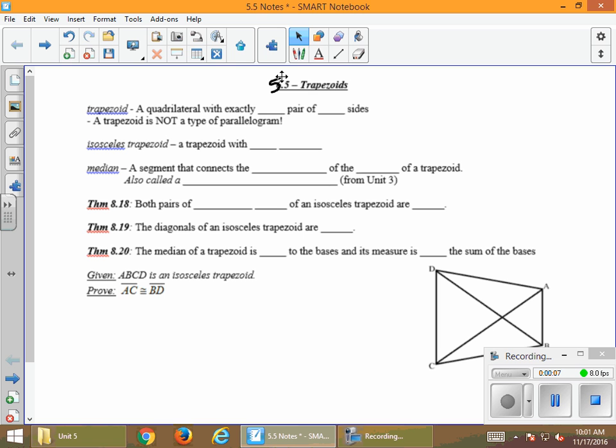Some more vocab that we need to know about trapezoids. Let's start diving into everything else. A trapezoid is a quadrilateral with exactly one pair of parallel sides. We've been talking about parallelograms, which have two pairs of parallel sides. Trapezoids only have one. Trapezoids are not parallelograms. They're still quadrilaterals. They're just not parallelograms.